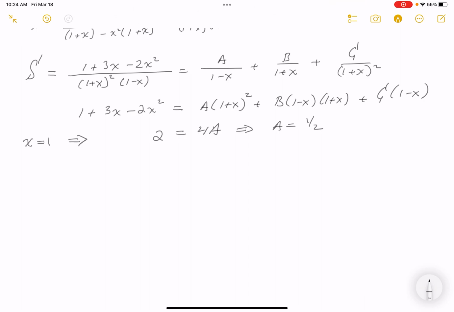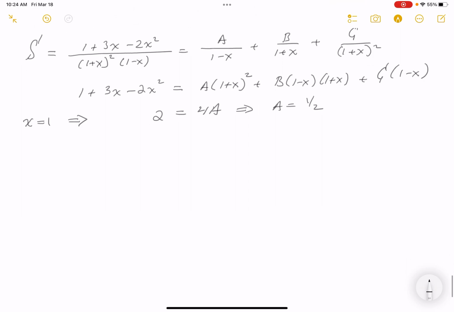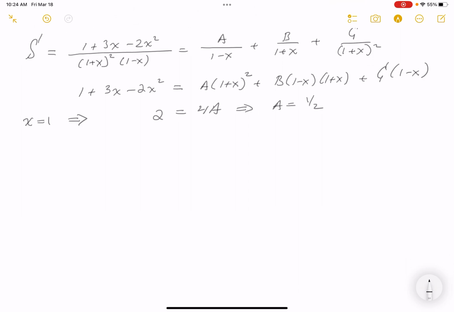Yeah, I think I did okay. All right? Let me keep going. Let me do another easy one. I'm going to pick x to be minus 1 now. And you would get, on the left side, 1 minus 3 is minus 2, and then minus 2, minus 4.